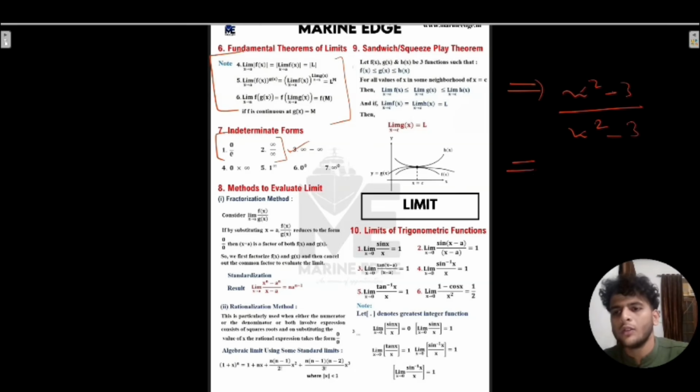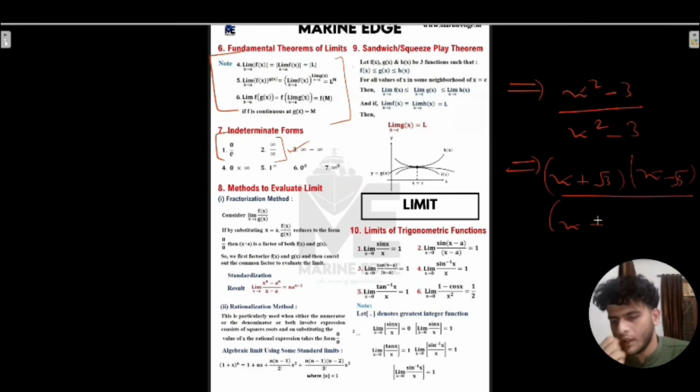Yeah, x square minus 3 है ये. So this can be factorized into x plus root 3 and x minus root 3. Yes or no? So just take it as a case. Don't take it as a very straight example, but take it as a case only. That is, it will be x plus root 3 and x minus root 3.